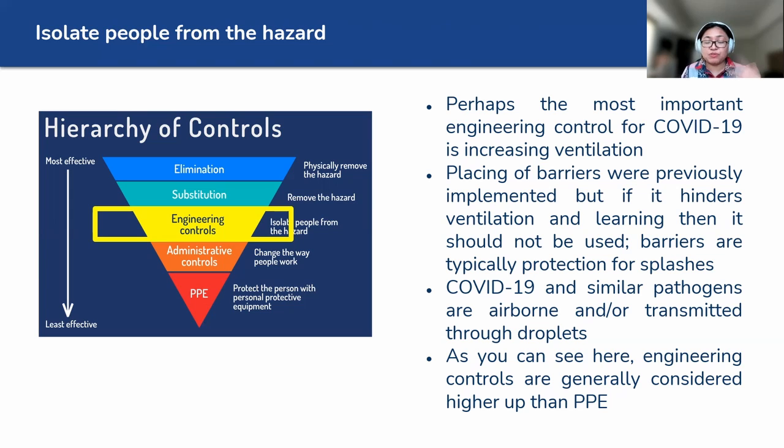Placing of barriers was previously implemented, but if it hinders ventilation and learning, and you cannot hear each other, you cannot see each other, then it should not be used. So barriers, like acrylic barriers, or previously the face shield, this is protection against splashes. That is the use of the barrier, okay? It's not really for the airborne transmission, it's really for the splashes, okay? COVID-19 and other similar pathogens are airborne, no? Or transmitted by droplets. So that's why ventilation is very important. And you can see here that engineering controls is in the middle. It's higher than administrative controls and PPE.